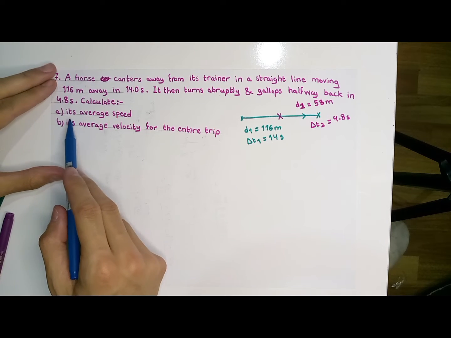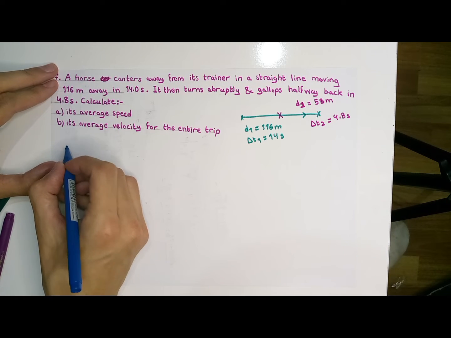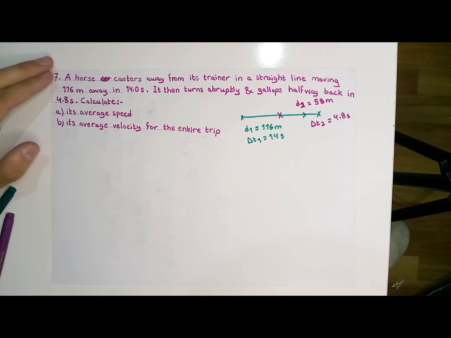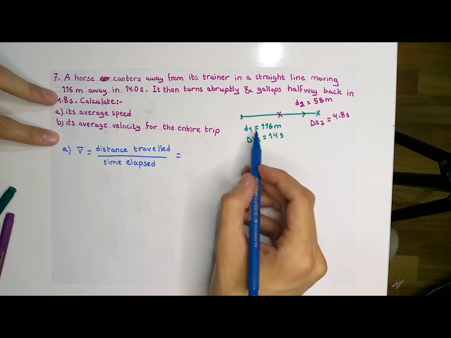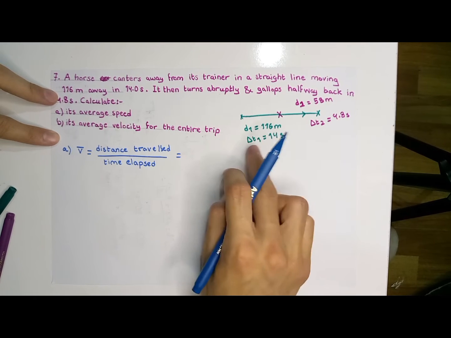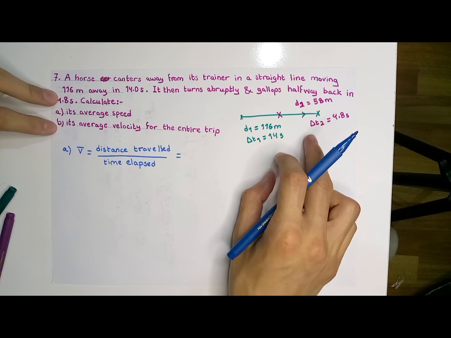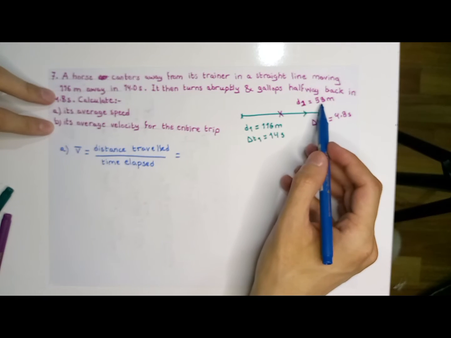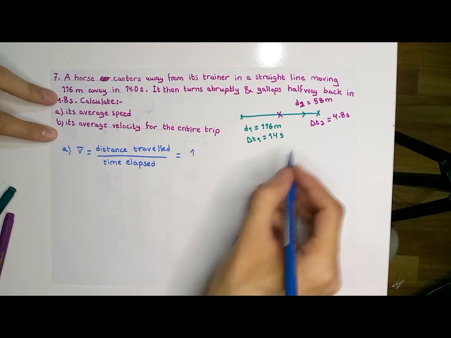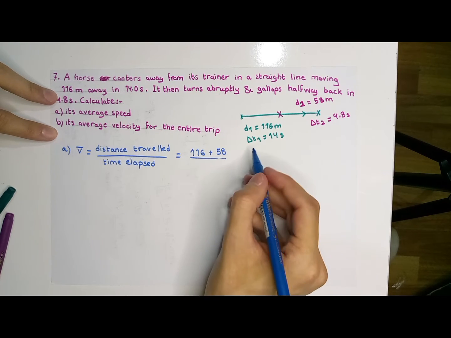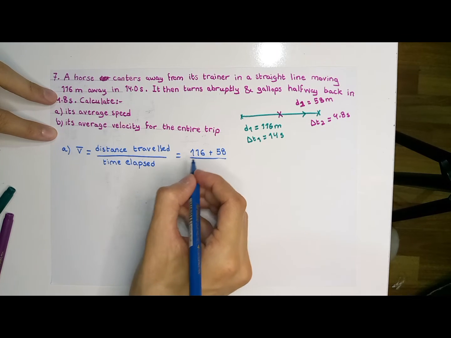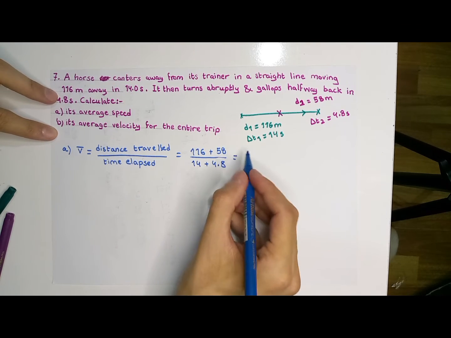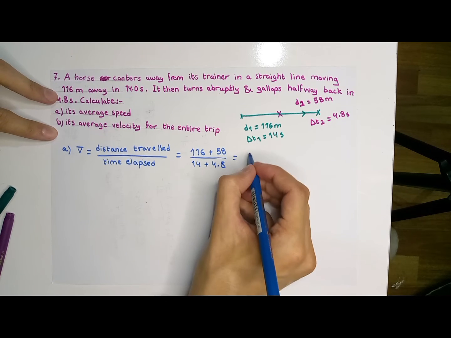We want firstly to calculate the average speed. We know that the average speed is equal to the total distance passed divided by the time elapsed. The total distance traveled is equal to 116 meters plus the counter motion distance, which is 58, the summation of these two distances, and the total time is equal to the summation of these two times, 14 and 4.8, and the answer is 9.26 meters per second.